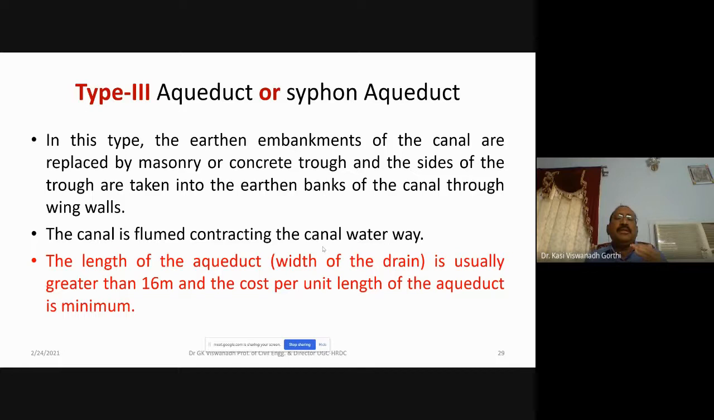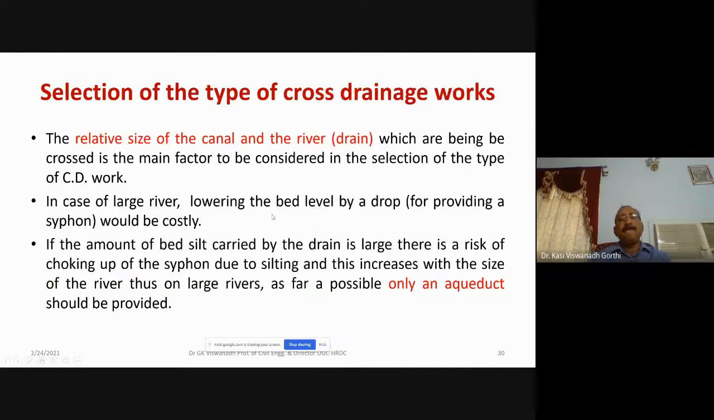So you have type 1, type 2, type 3 broadly with respect to the length of the aqueduct or width of the river which is required to be provided, like less than 2.5 meters, between 2.5 to 16 meters and greater than 16 meters. How do you select a particular type of cross drainage work? Maybe a level crossing, maybe an aqueduct, maybe a super passage, and so on.